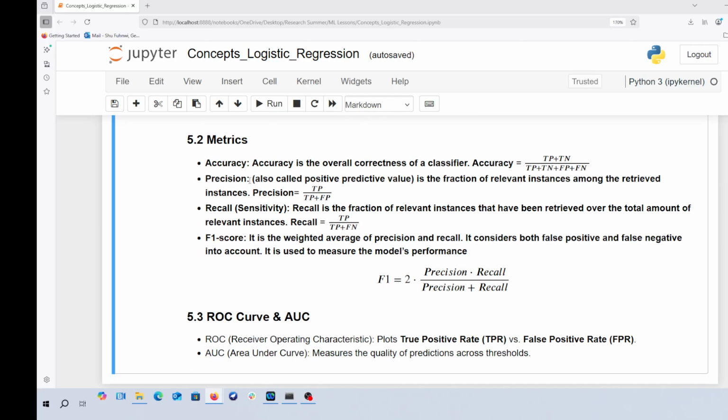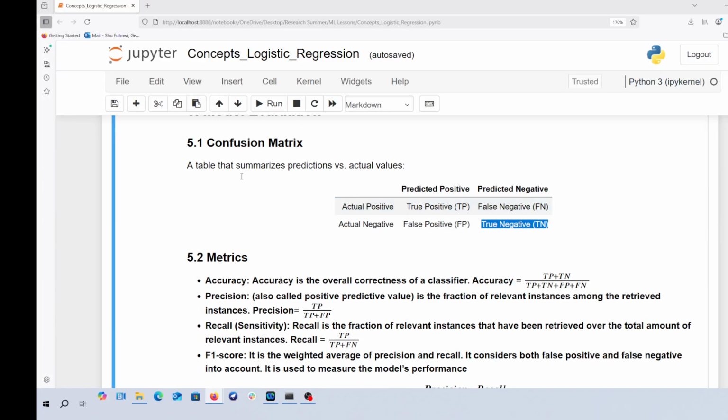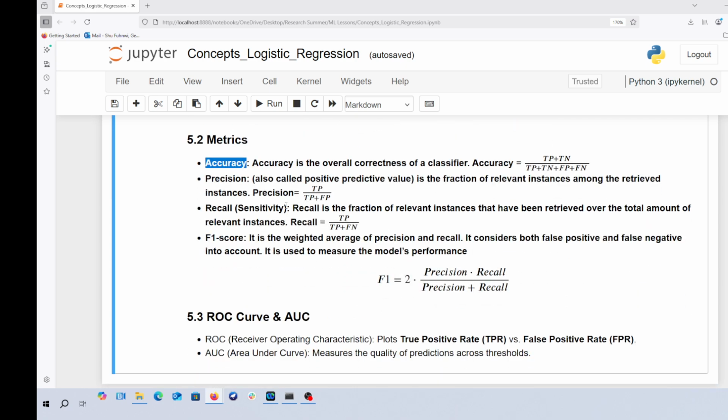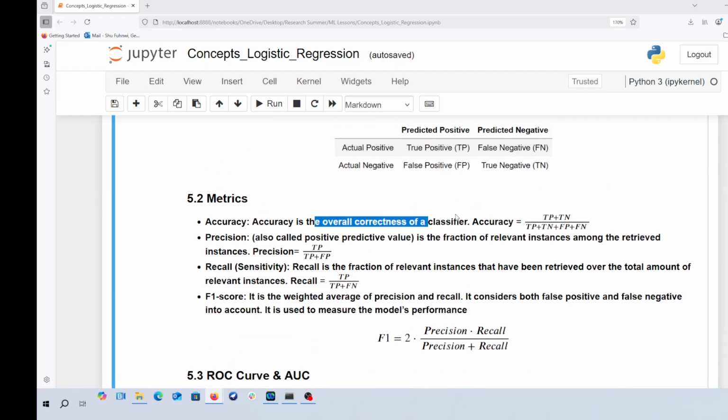So when we get this confusion matrix, we can try to calculate metrics, starting with accuracy. We are going to see how these different metrics work, when to use them and when not to use them. So accuracy here is the overall correctness of the classifier, by which we mean the classification model, which looks at the true positive plus the true negative divided by the total.